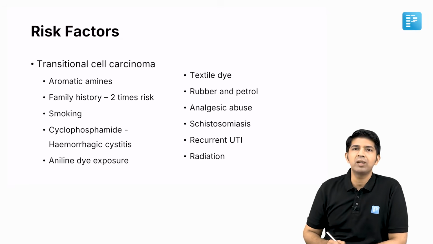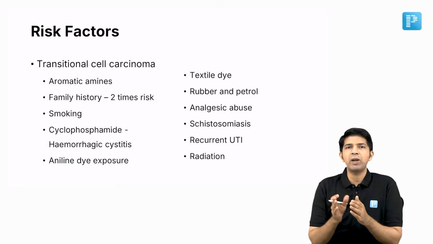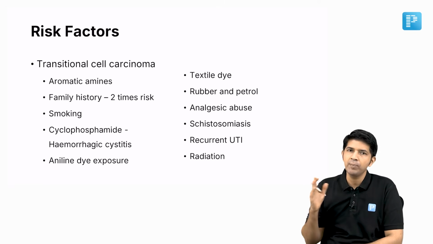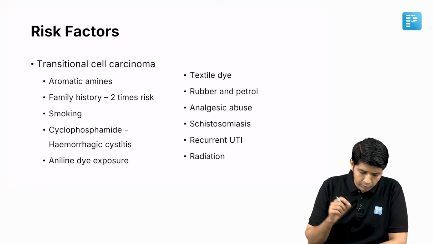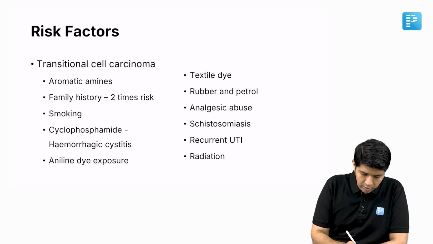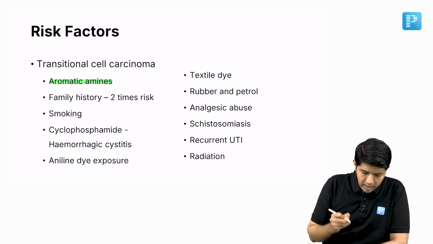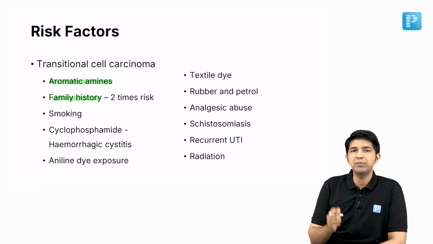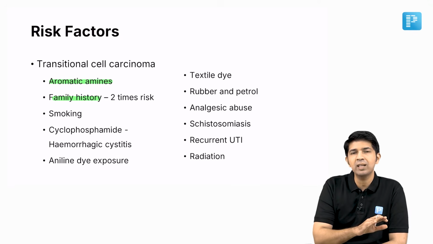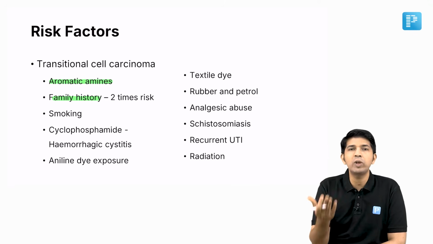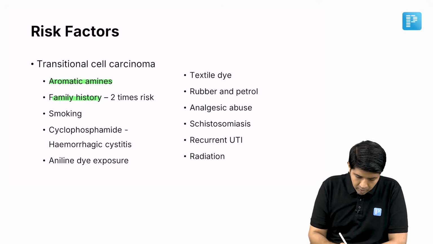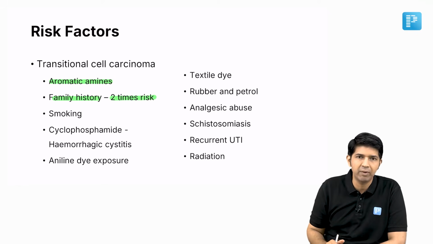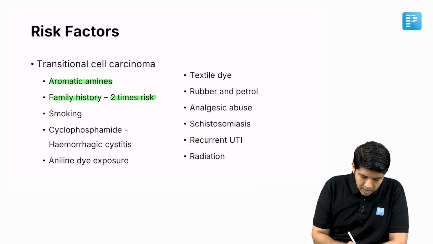Now let's talk about the risk factors. These risk factors are different for transitional, they are different for squamous cell, and they are different for adenocarcinoma. If you look at the risk factors for transitional carcinoma, here there is exposure to aromatic amines, and family history. That means if there is a family history of bladder cancer, then the risk is doubled, two times higher risk of another person in the family developing bladder cancer.